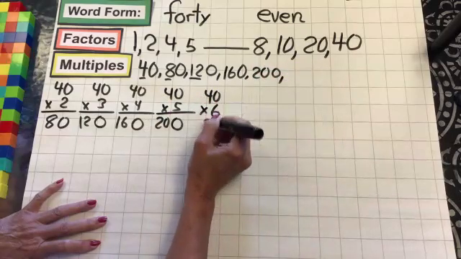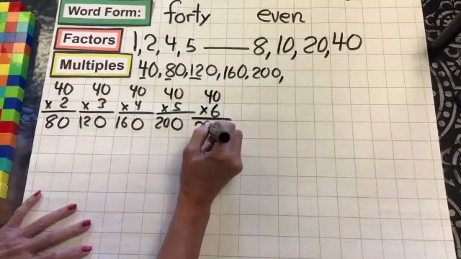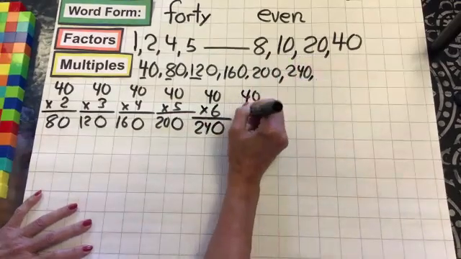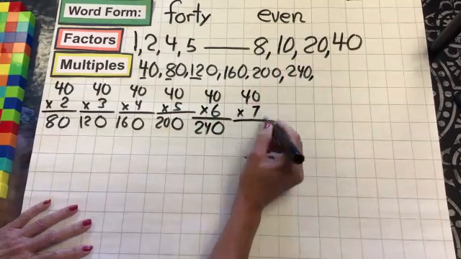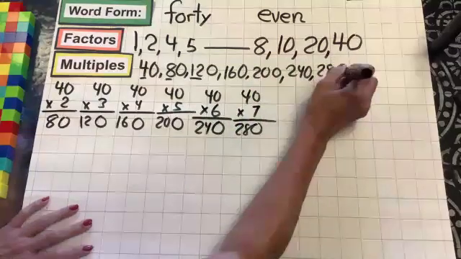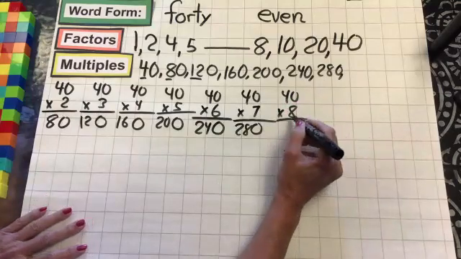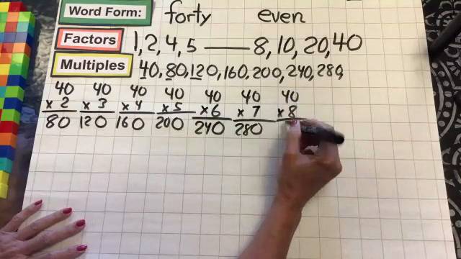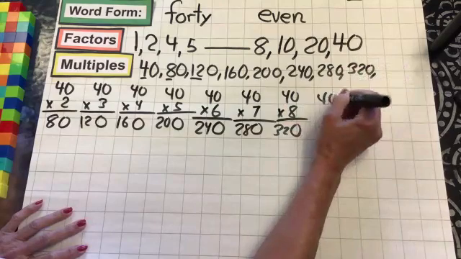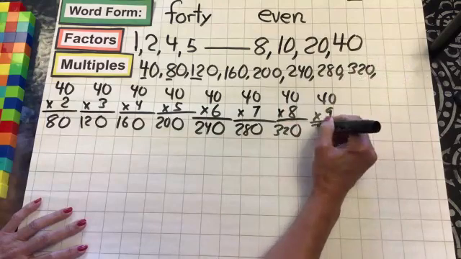40 times 6. 6 times 0 is 0. 6 times 4 is 24. 40 times 7. 7 times 0 is 0. 7 times 4 is 28. 40 times 8. 8 times 0 is 0. 8 times 4 is 32. 320. 40 times 9. 9 times 0 is 0. 9 times 4 is 36.